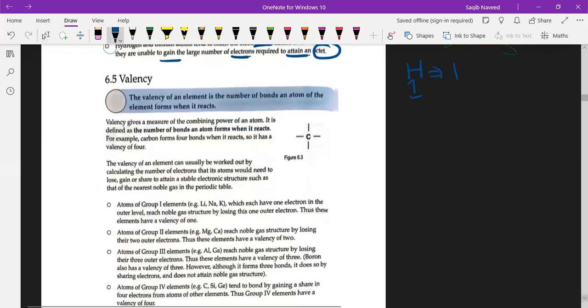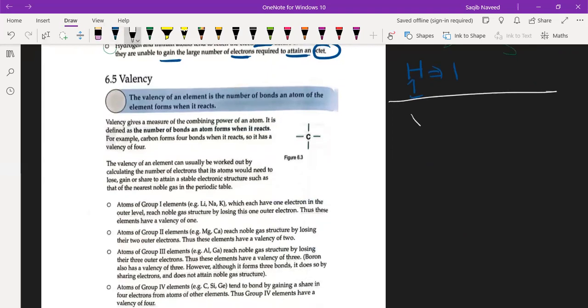Okay, what do you know about the meaning of valency? Valency means how many bonds an atom will form. What is the charge, basically? The charge on the atom.